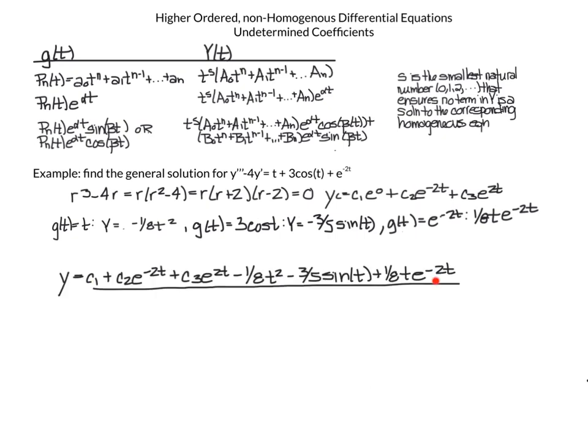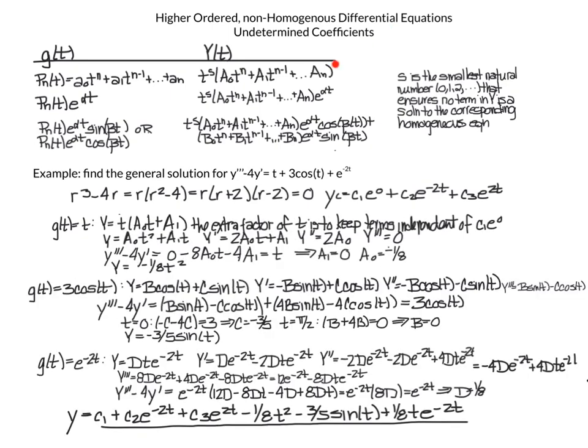Then finally, I can write my general solution. It's my homogeneous equation solution, c1 plus c2 e to the minus 2t plus c3 e to the 2t, plus my minus 1/8 t squared minus my 3/5 sine of t plus my 1/8 t e to the minus 2t. So I know this is crowded, but I also crunched this solution all down on one page in case you wanted to see it that way. Maybe I should have done that for the other two, but here it is for this one.